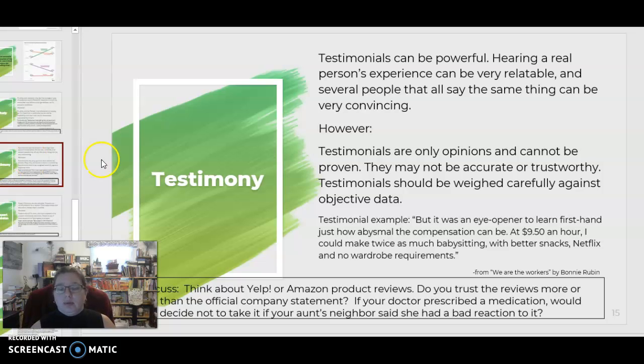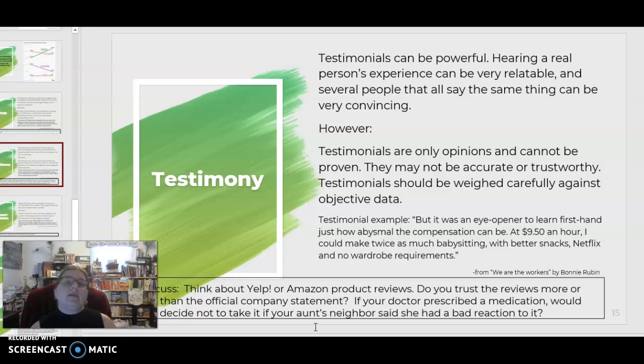So here's an example right here about what a testimony might look like in an essay if you were trying to pick that out and identify it. And then I do have a question here too at the bottom to think about: Amazon product reviews are a great example of how testimony can be very powerful and valuable when we're trying to make a decision.